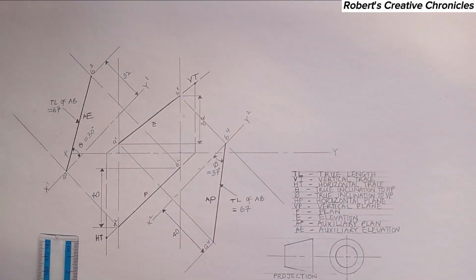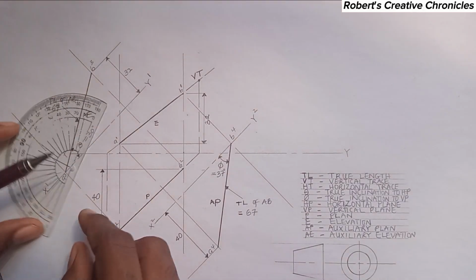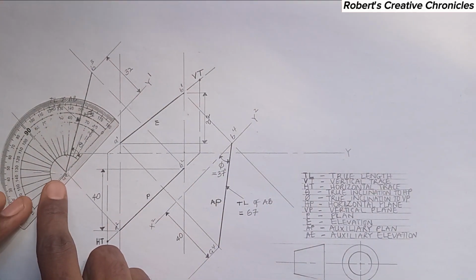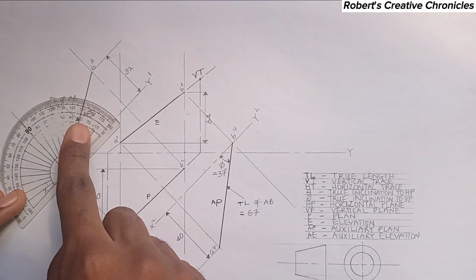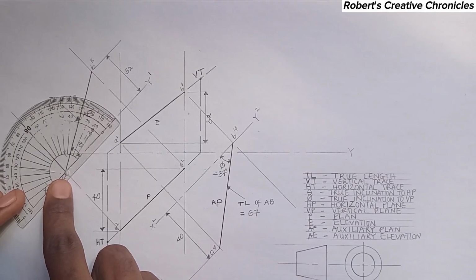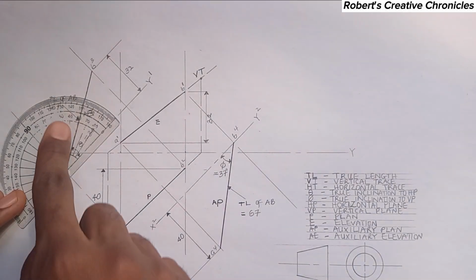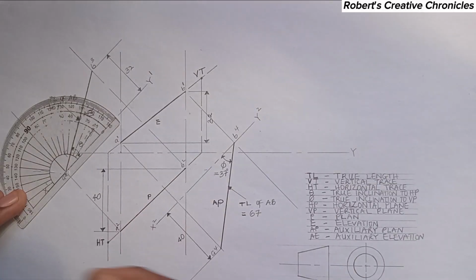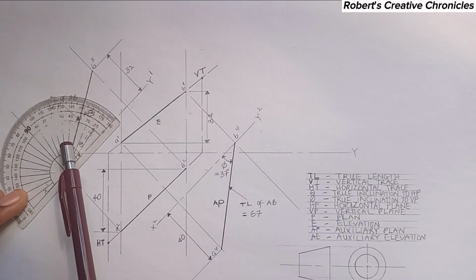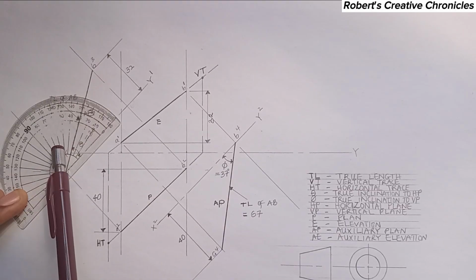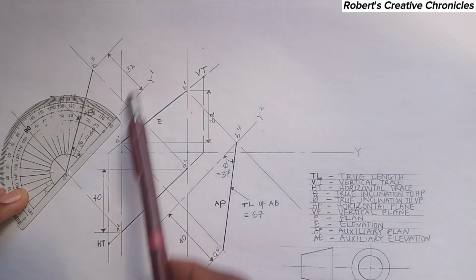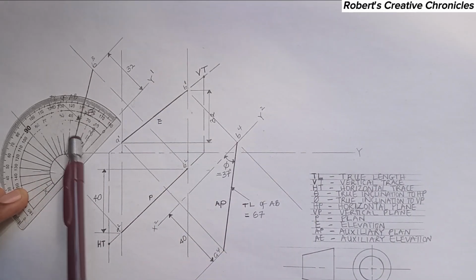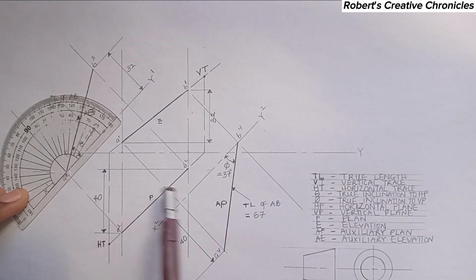And here also, this angle, this is 30. You can see it is 30 degrees. So this angle is the true inclination to the horizontal plane. This is the horizontal plane and this is the vertical plane. So this angle here, which is 30 degrees, is the true inclination to the horizontal plane.